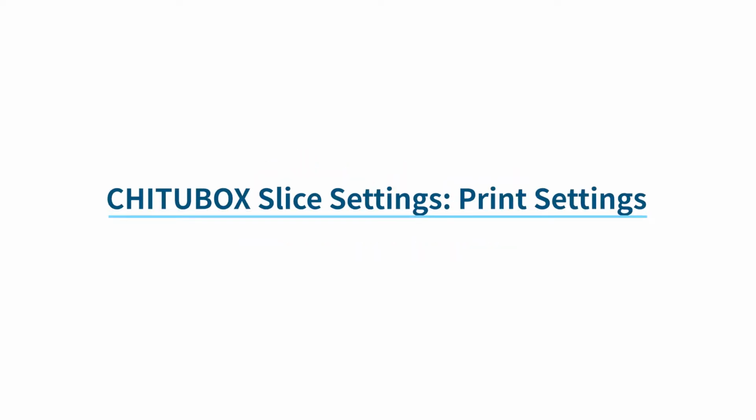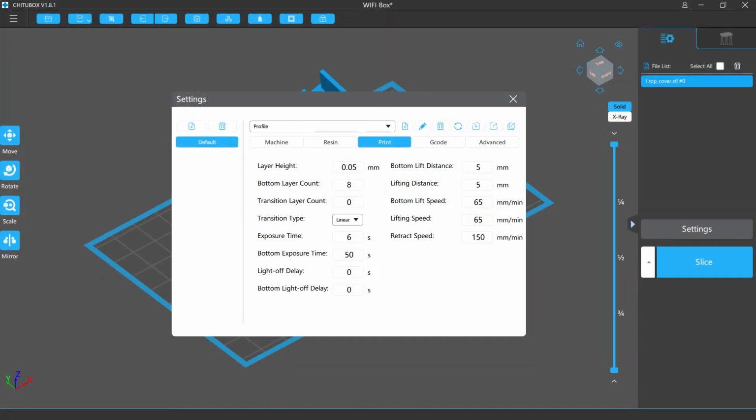In this video, we're going to talk about the print settings in the CHITUBOX slice settings. Before we get started, please note that for demonstration purposes, we use the default profile in this video, which will display all the settings. But when you're actually using the software, please select the right profile for your printer. This allows you to use the settings your printer truly supports.